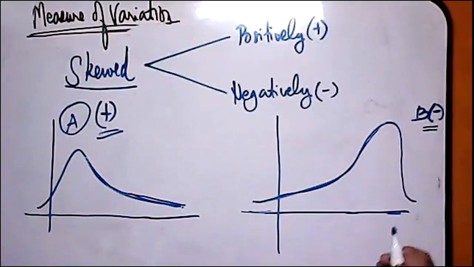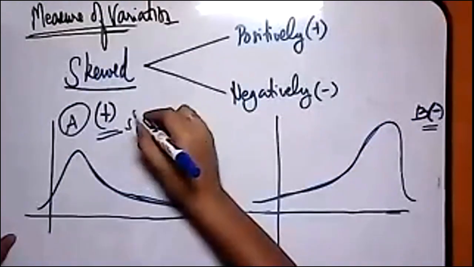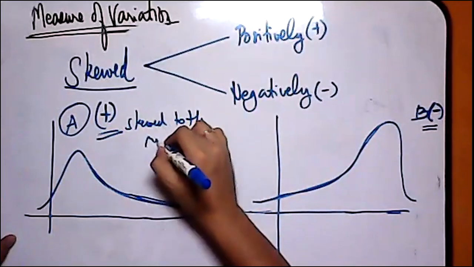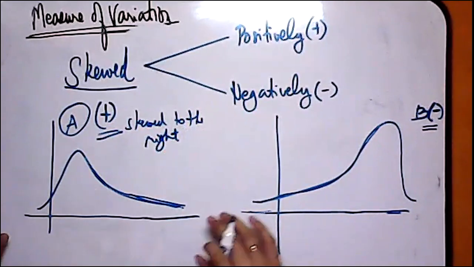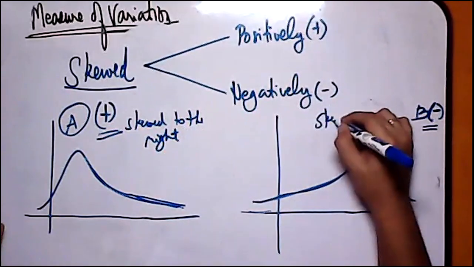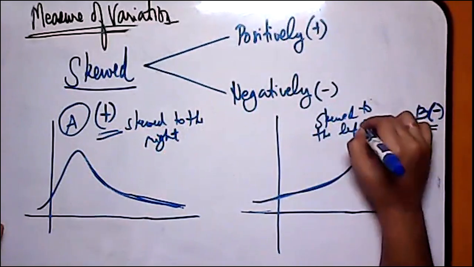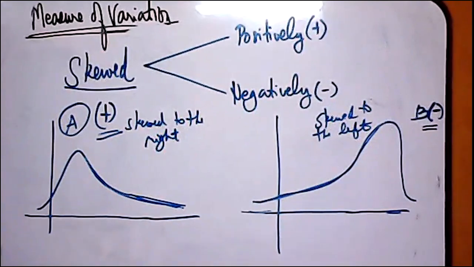that is a negatively skewed distribution. Sometimes, ang tawag natin sa positively skewed distribution ay skewed to the right. Bakit siya skewed to the right? Kasi papunta ng right. Ito naman, ang tawag dyan ay skewed to the left, kasi papunta ng left yung tail. Kaya siya skewed to the left.